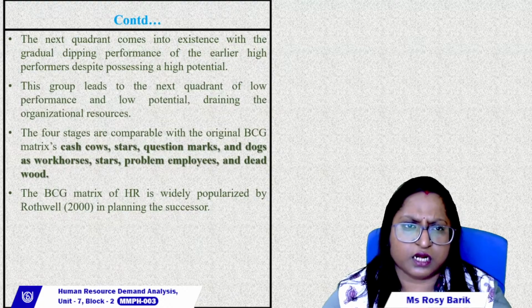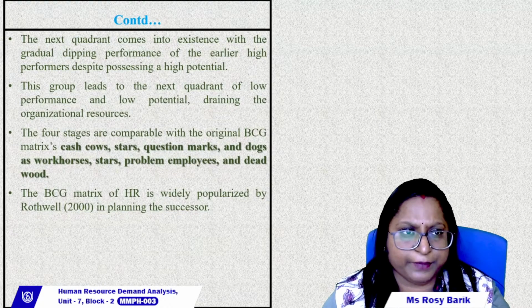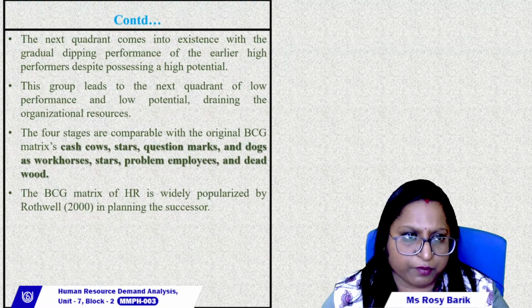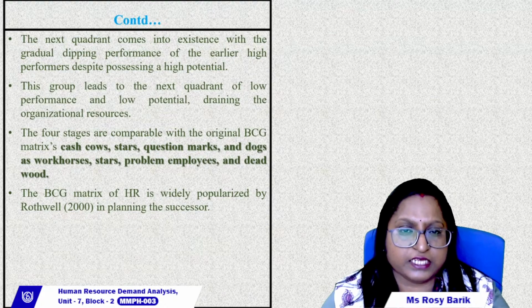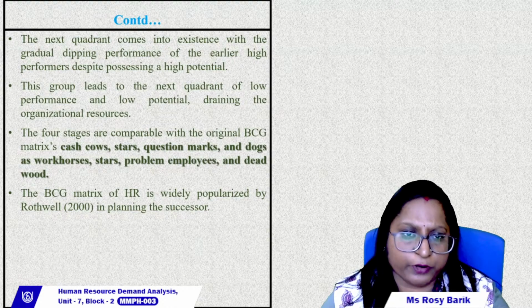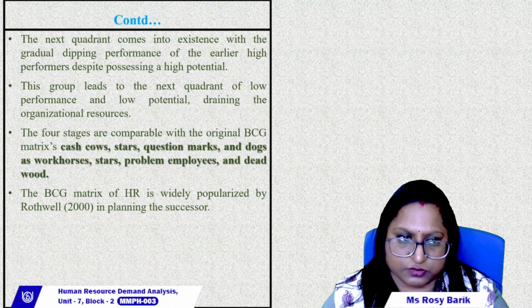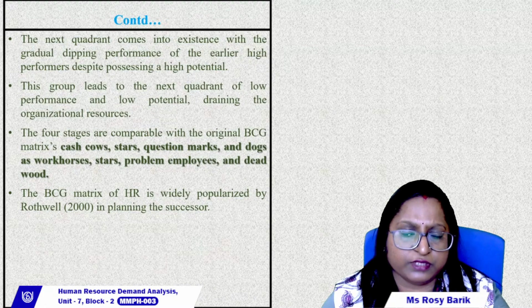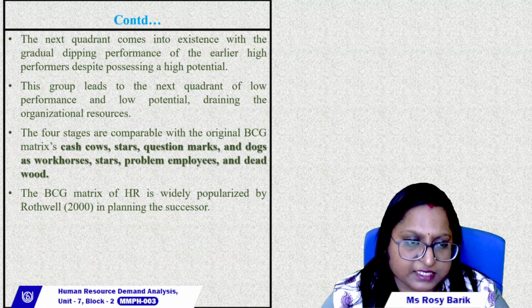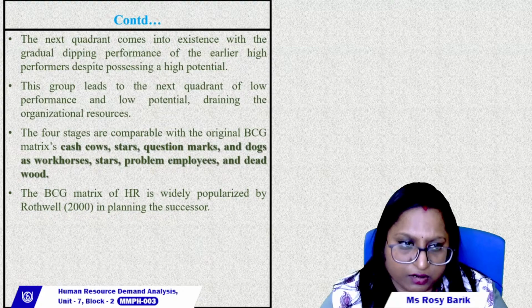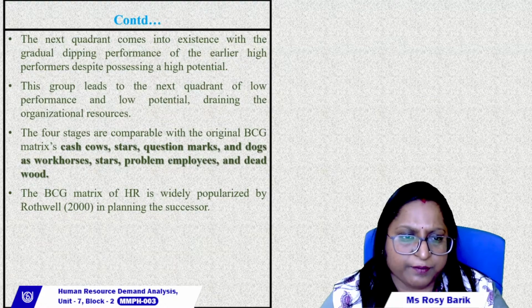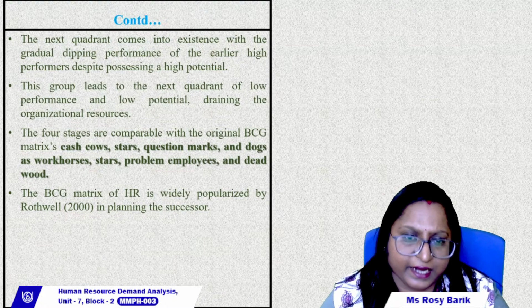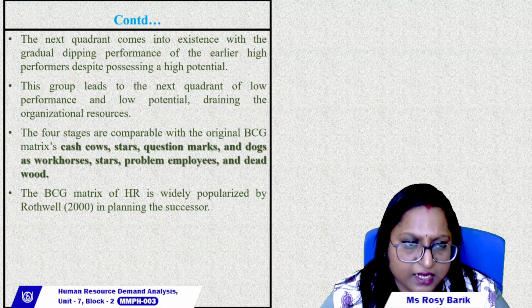The next quadrant comes into existence with the gradual dipping performance of the earlier high performers despite possessing high potential. This group leads to the next quadrant of low performance and low potential, draining the organizational resources. The four stages comparable with the BCG matrix are cast outs, stars, question marks, and dogs. As workforces, the workhorses, that is cash cow, stars is represented as stars, question mark represented as problem employees, and dead dogs are represented as deadwood.